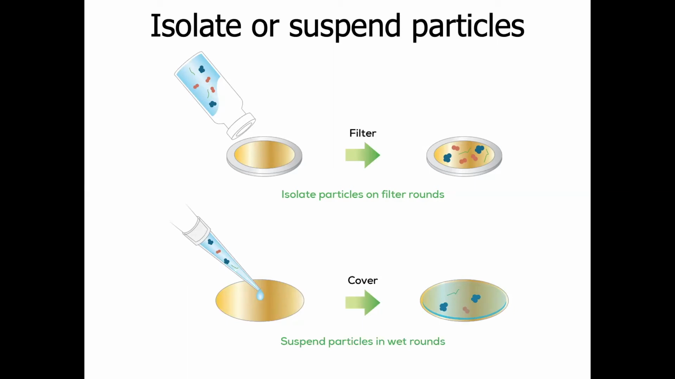Like the filter rounds, the wet round has a gold-coated surface to allow dark field imaging and avoid any Raman background from the substrate. For preparing a sample in the wet round, you simply pipette the liquid onto the wet round, apply the cover slip, and analyze on Hound.